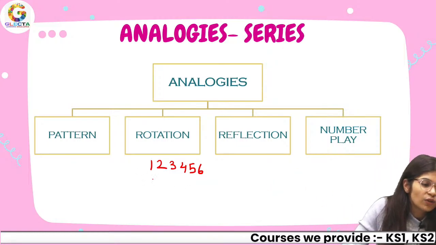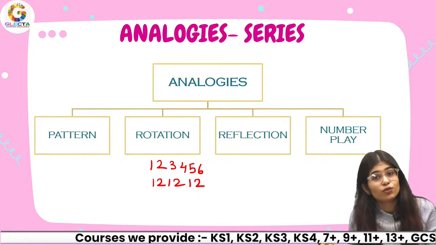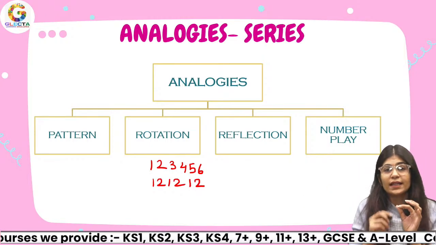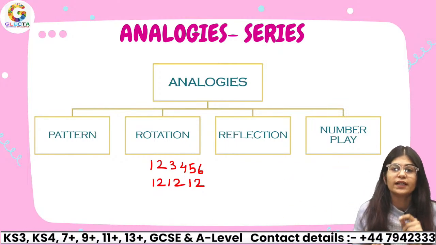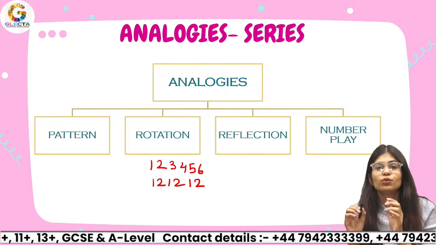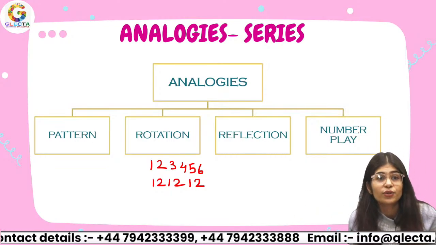The second is 1, 2, 1, 2, 1, 2. Now this also has 2 meanings. One is increase, decrease, increase, decrease, increase, decrease. That's one way. Or it can be add 1 line, add 2 lines, add 1 line, add 2 lines. So like that as well, you can do it.